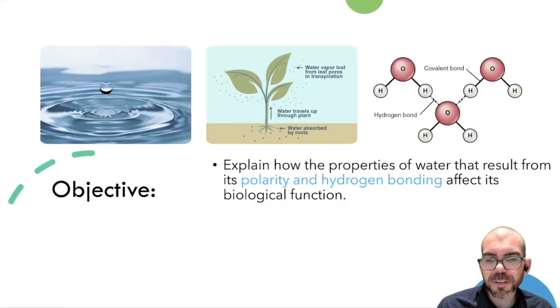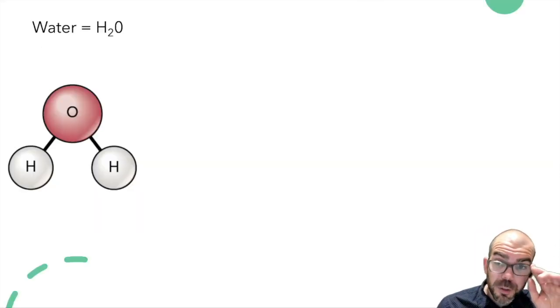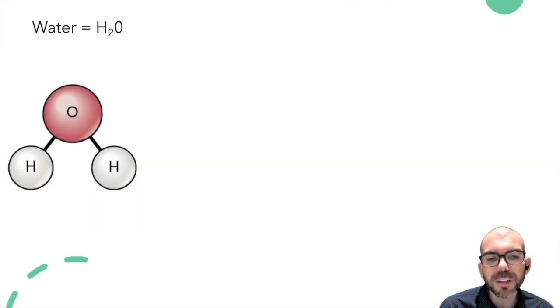So the primary objective of this lesson, now that we've reviewed chemistry, is you need to be prepared to explain how the properties of water that result from its polarity and hydrogen bonding affect its biological function. So let's look at the water molecule. The molecular formula of water is H2O, and here's a picture of it.